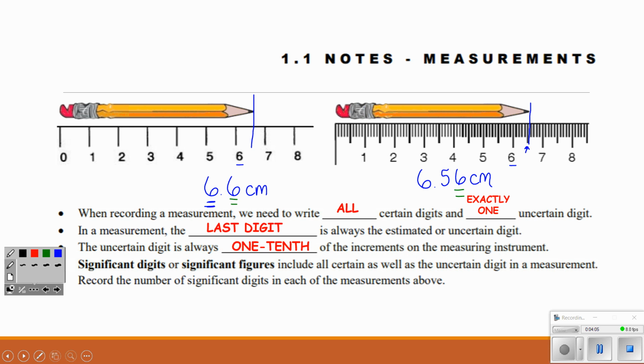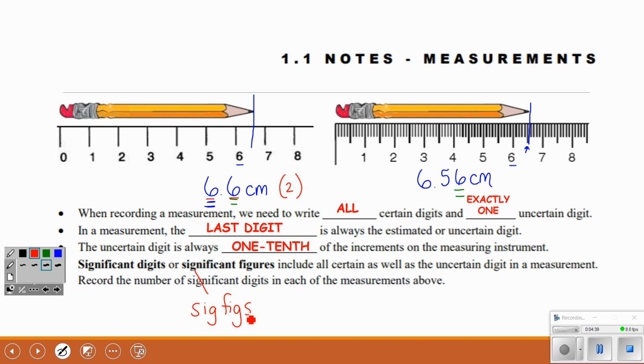When we're dealing with significant digits or significant figures, these include all our certain as well as the uncertain digits in a measurement. So when we are looking at the measurements up here, our certain digit is 6, our uncertain digit is 6 here. We would say that this has 2 significant figures, and we abbreviate this with Sig Figs. So we say 2 Sig Figs.